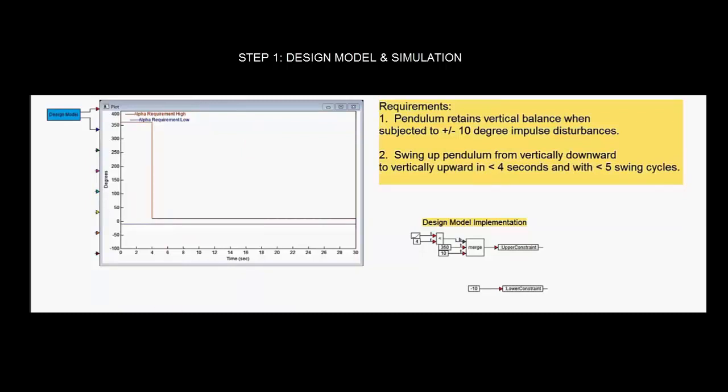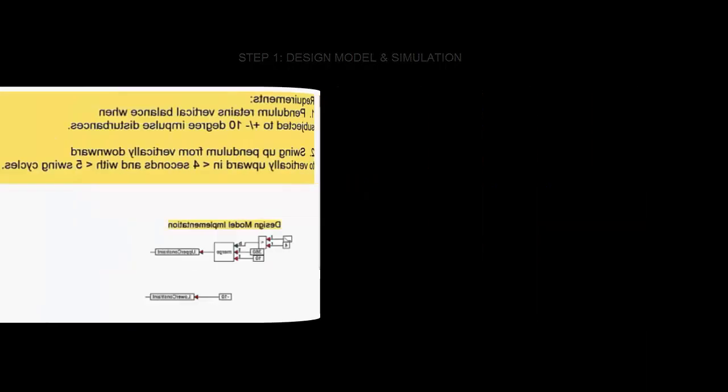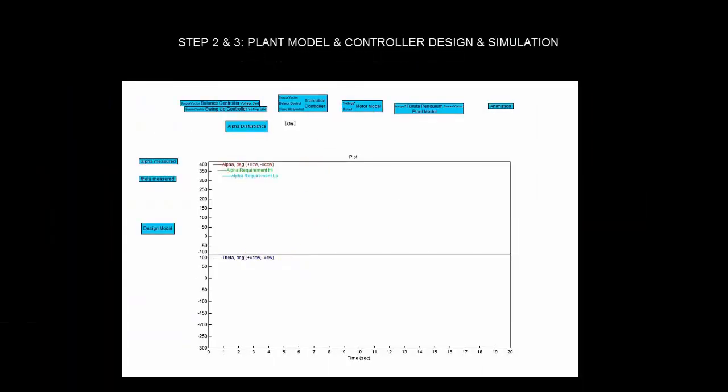The design model is simulated to illustrate the requirements. In this step, the swing up and balance controllers are implemented and simulated with the plant model for a 20-second real-time period. The requirements from the design model are plotted along with the pendulum angle in the upper plot, and the motor angle is plotted in the lower plot.